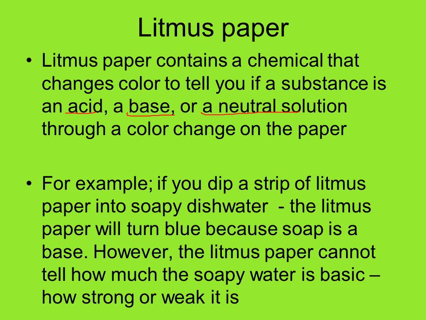Litmus paper is a special type of paper that contains a chemical that changes color to tell you if the substance or solution is an acid, a base, or a neutral solution. For example, if you dip a strip of litmus paper into soapy dishwater, the litmus paper will turn blue because soap is a base. However, the litmus paper cannot tell you how basic the soapy water is, or how strong or weak it is.